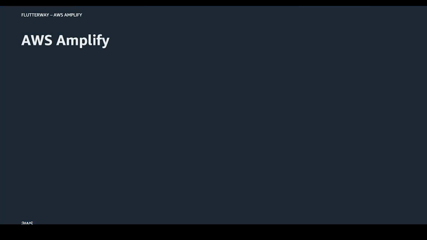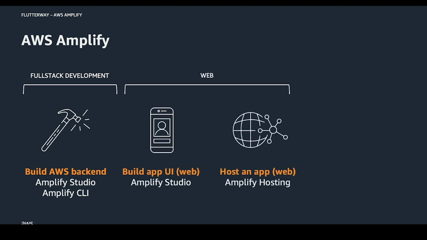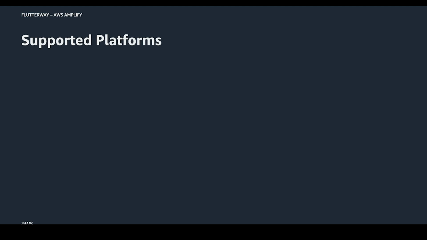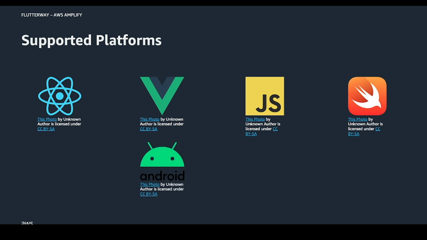With AWS Amplify, you can be a full-stack developer by having your cloud running for you, by creating the backend with the tools that we provide to you. Also, you can host your web application and build your UI, and connect the backend that you created by using Amplify libraries and UI components that we provide to you. AWS Amplify supports React, Vue, Vanilla.js, Swift, Android, and last but not least, Flutter.